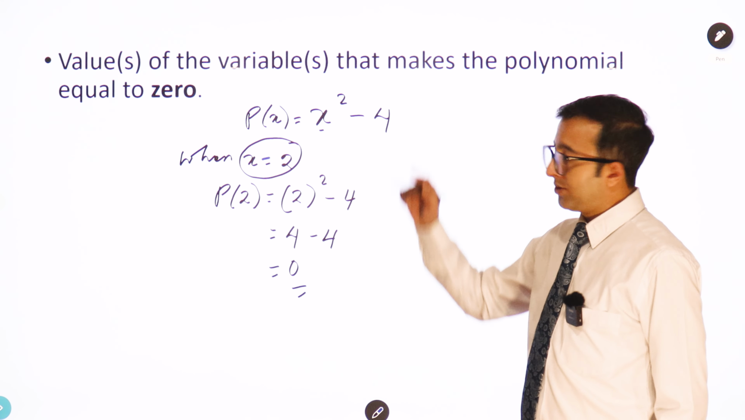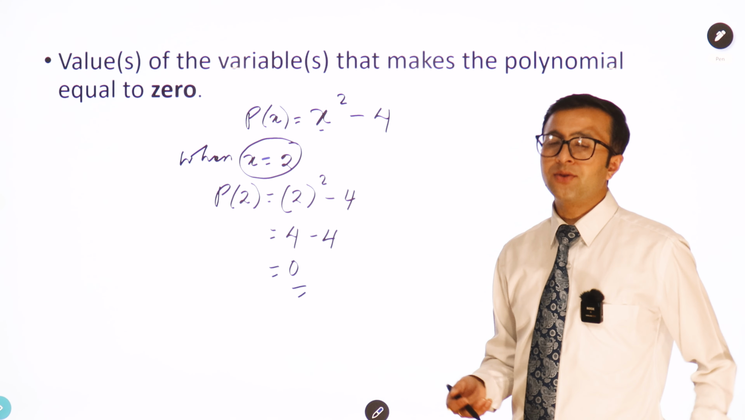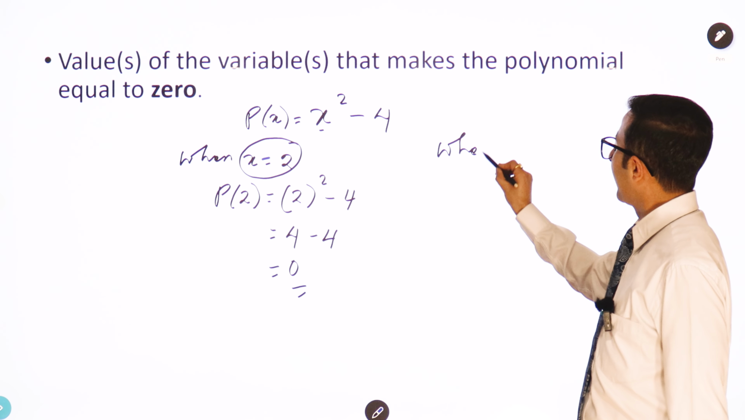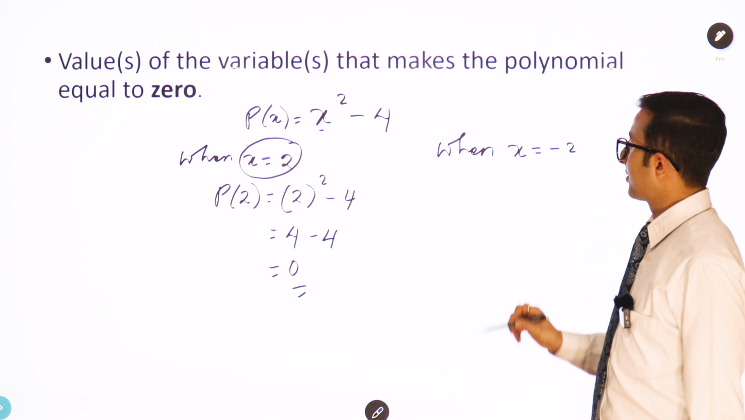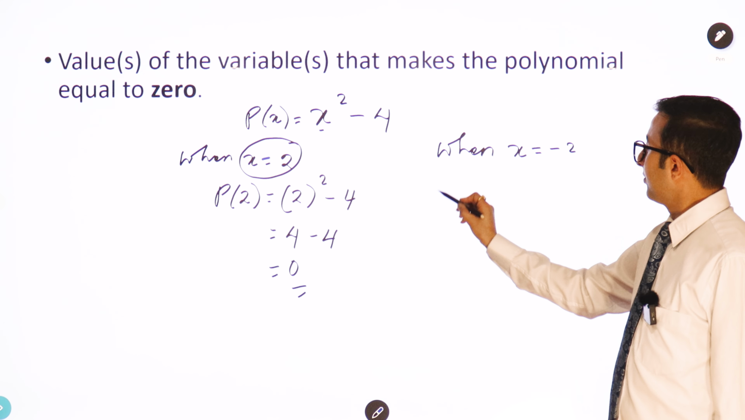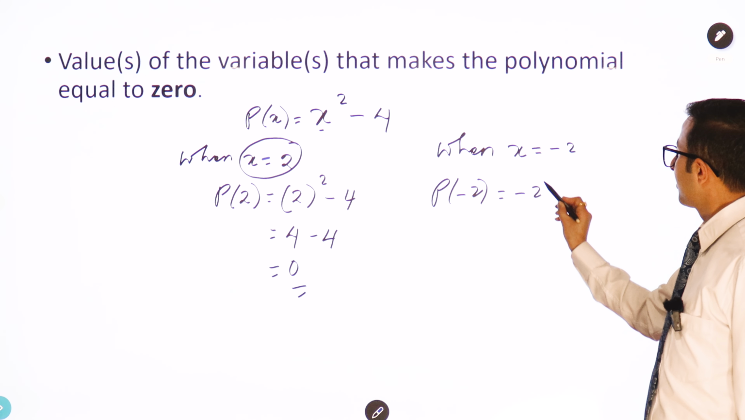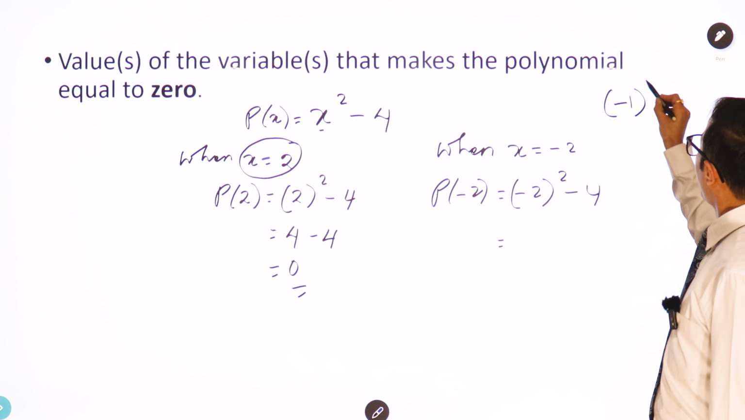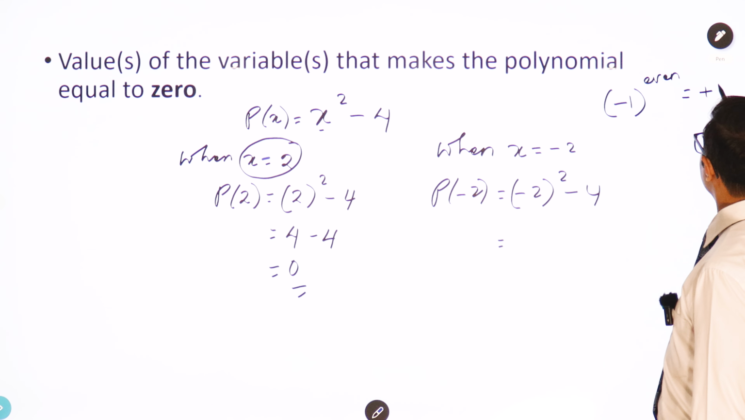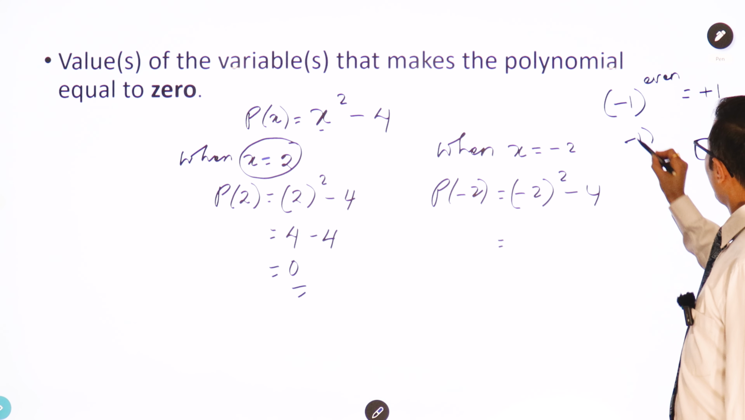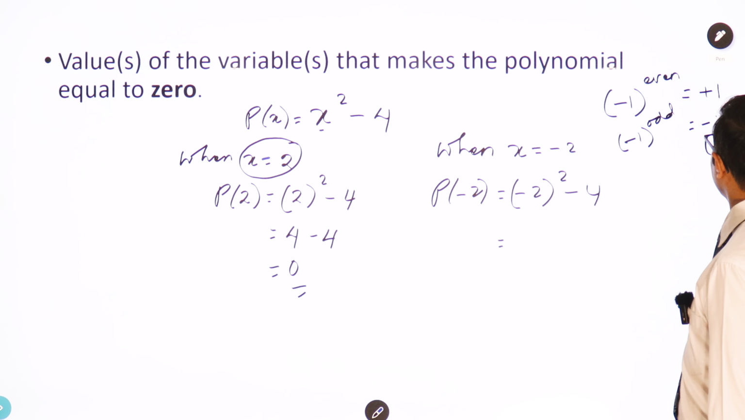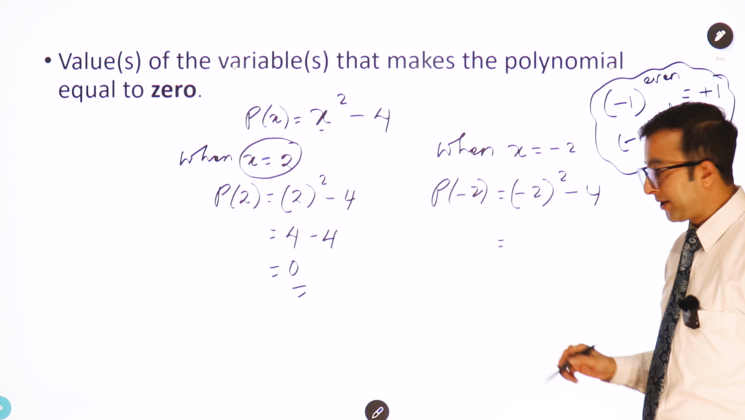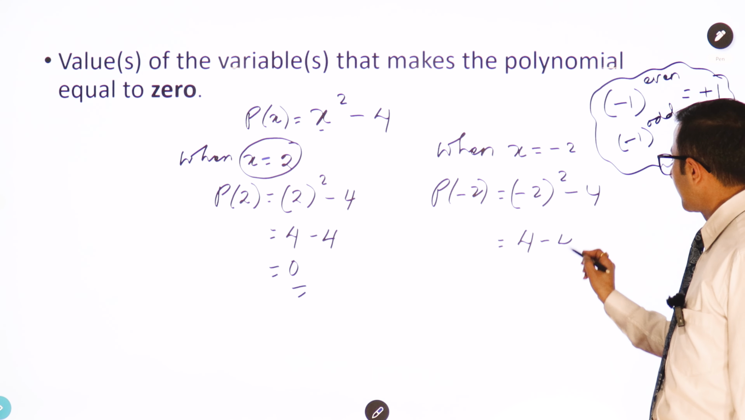Now the degree is 2. Can't we get another root also? Can't we have another number which makes this polynomial 0? For that, let's check the negative of this 2, that is minus 2. When you take x as minus 2, p of minus 2 will become minus 2 whole square minus 4. But remember that a negative number to an even power is always positive 1, and a negative number to an odd power is always minus 1. Don't forget this. So here the power is 2, so the sign will become plus. The square of 2 becomes 4. 4 minus 4 gives us 0.